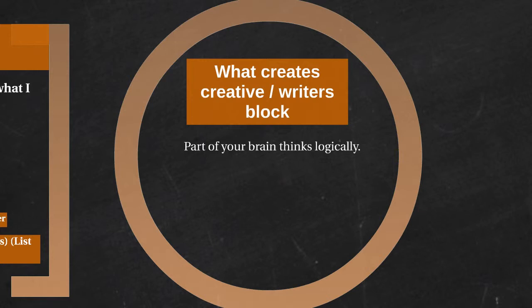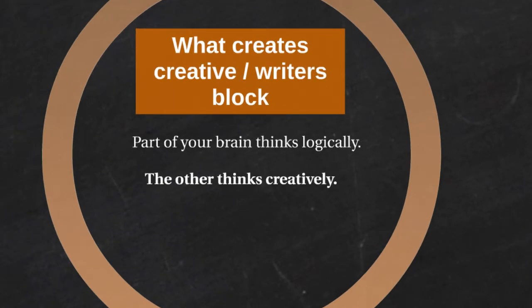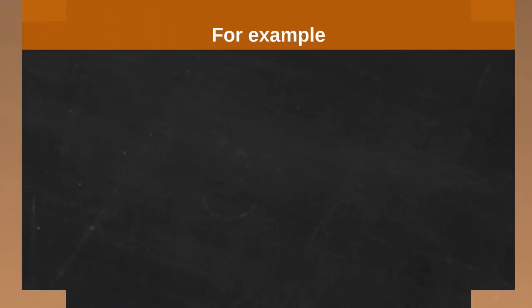Part of your brain thinks logically: grammar mistakes, structure, things like that. Then the other part of your brain thinks creatively: innovative ideas, out-of-the-box thinking, ways around the problem, and things like that. Now, oftentimes the reason behind writer's block, which essentially is the same thing as product creation block, is when you try to combine the two. When you try to think logically and creatively at the same time, they clash and they create writer's block.